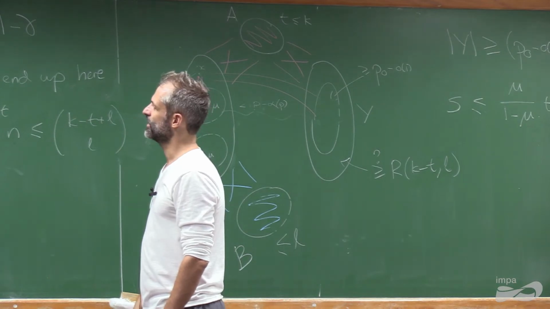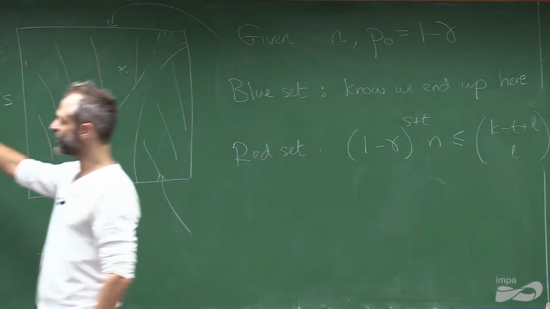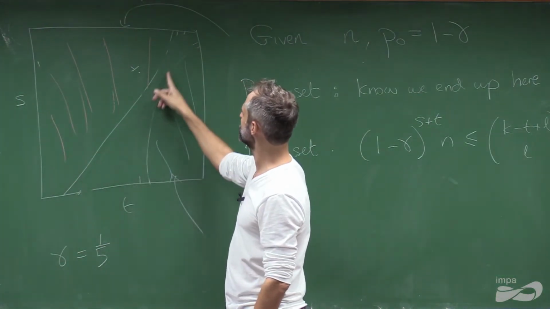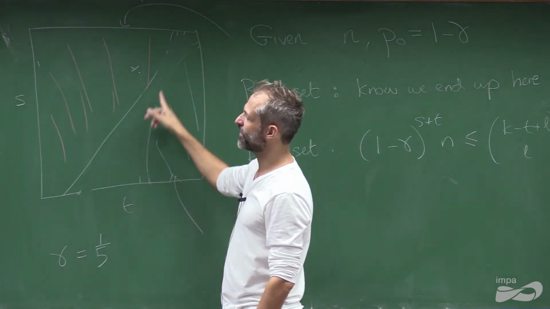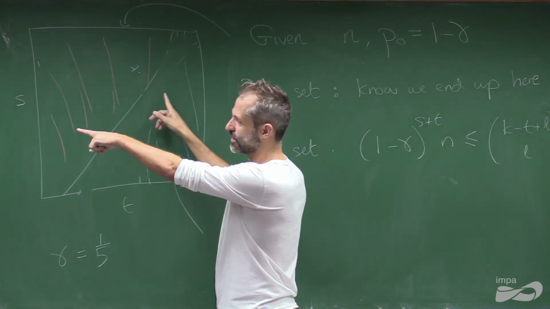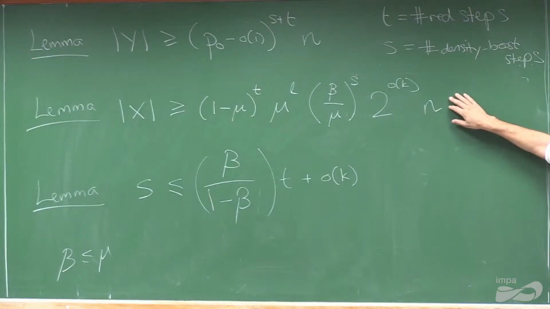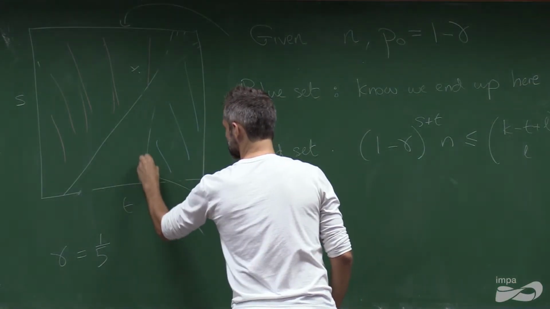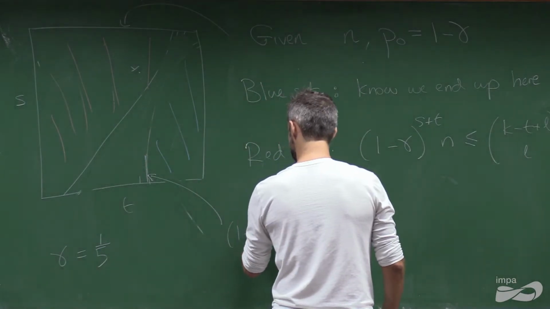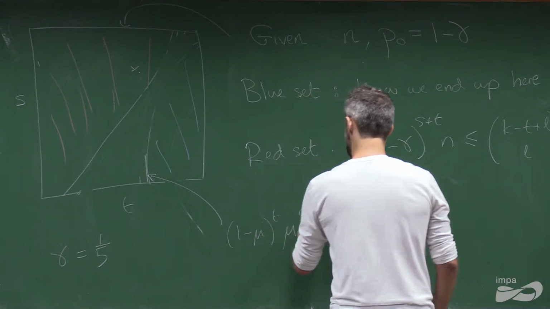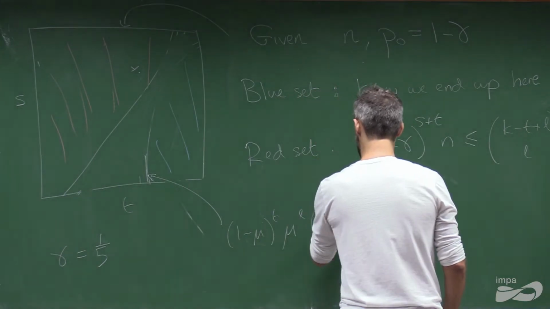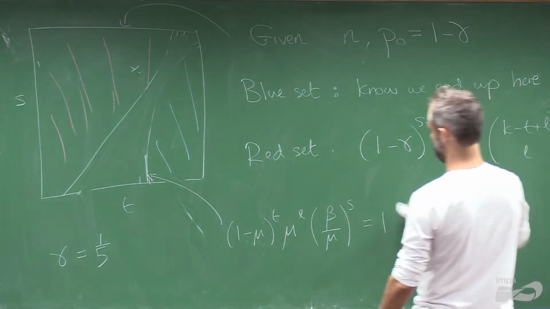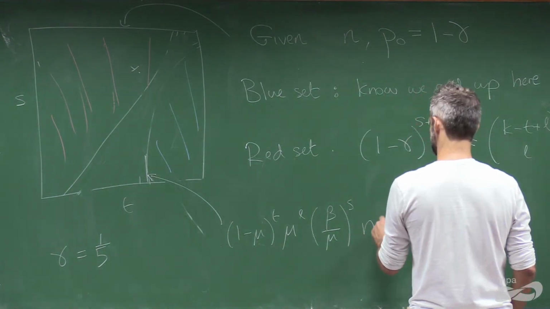Yeah. So the blue set is whatever the beta that you get. This line corresponds to different values of beta. Each value of beta gives you, via this inequality, a point. So this blue line corresponds basically to this line here: (1 minus mu)^t, mu^L, beta over mu^S, times n equals 1, basically.